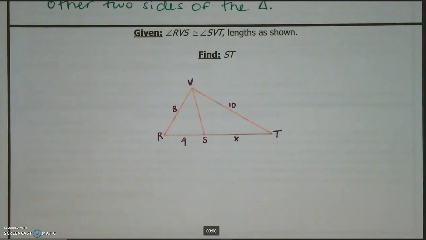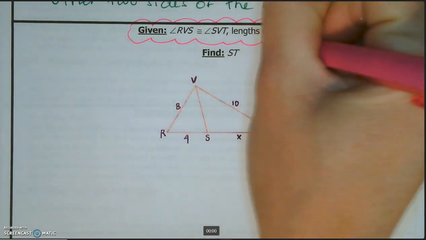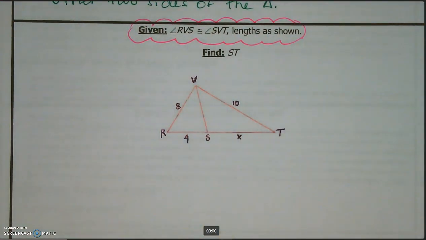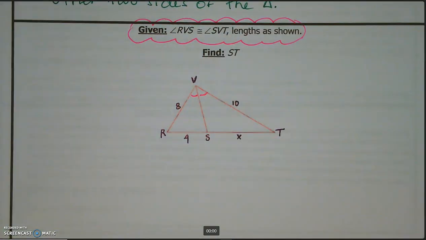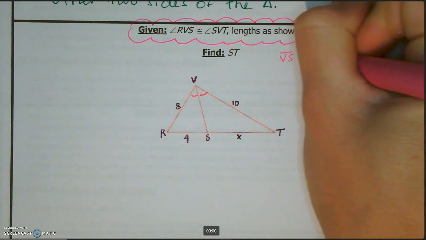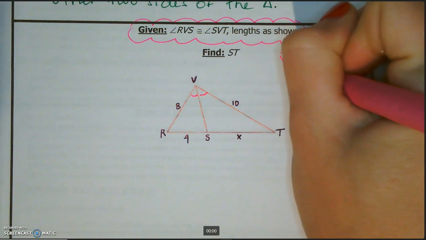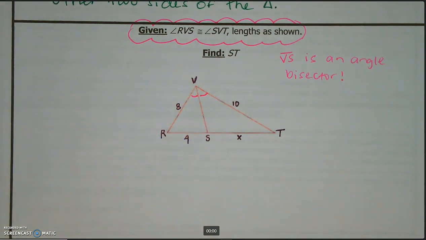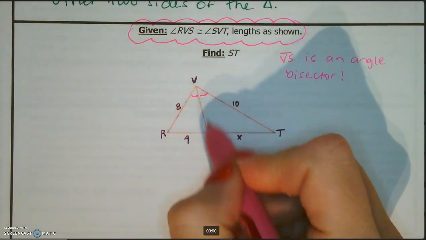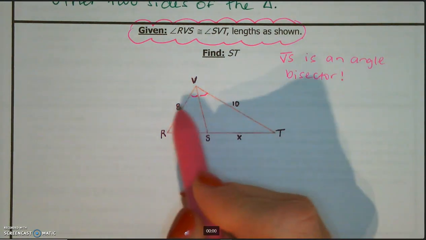Okay, so if we look at this first problem, the given piece of information is the most important piece. If we didn't have this given piece of information, we could not apply the theorem. So we have angle RVS is congruent to angle SVT. Okay, what that means is that VS is an angle bisector, because it's cutting that angle into two congruent pieces. So this angle bisector, VS, is splitting this side proportional to the two other sides of the triangle.